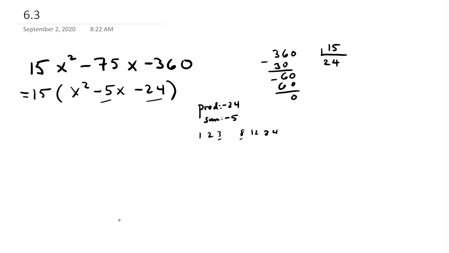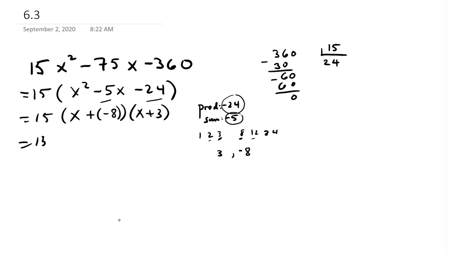And since the product is negative, one of these has to be negative, which means the sum is actually the difference between the numbers. I can see that the difference between 2 and 12 is 10, but between 3 and 8, that's 5. So those are the numbers we're looking for, 3 and 8. I just have to figure out which one is negative. Well, the sum is negative 5, so it has to be negative 8. So that means this is x plus negative 8 times x plus 3, and usually we write that as x minus 8, x plus 3. And that's our final answer here.